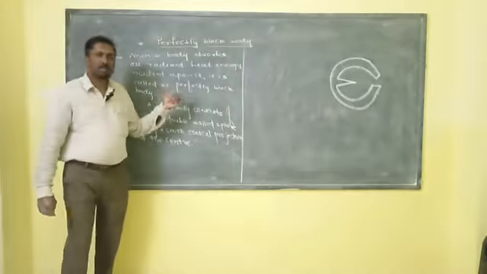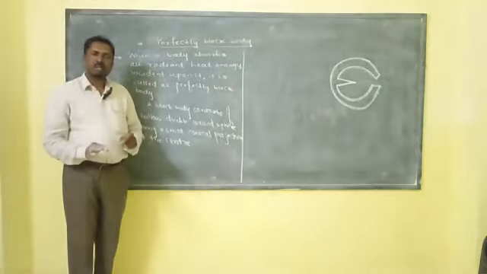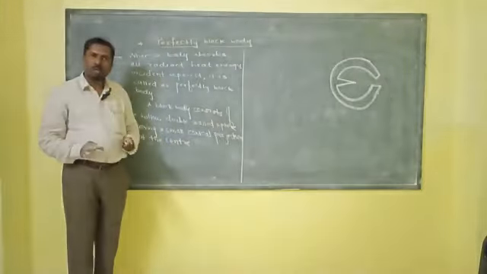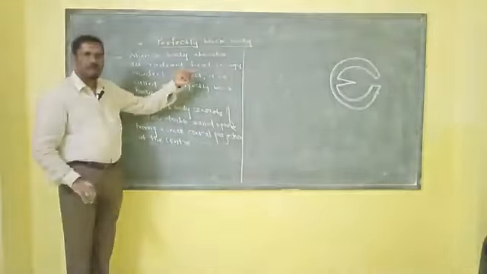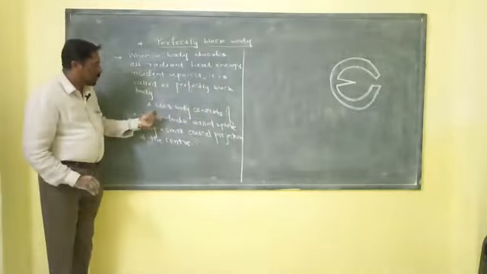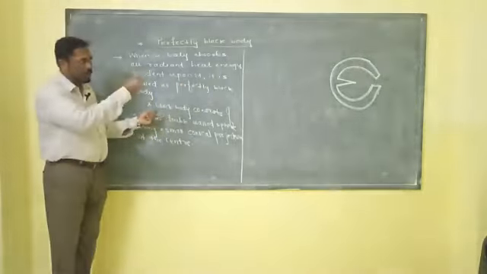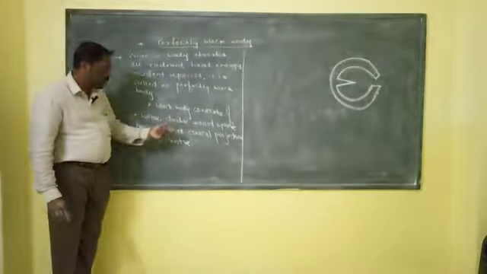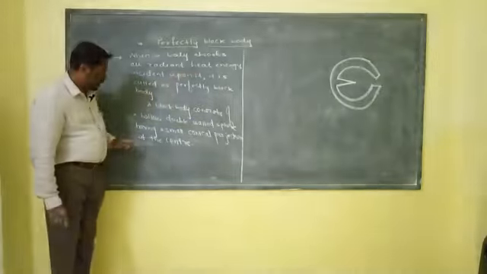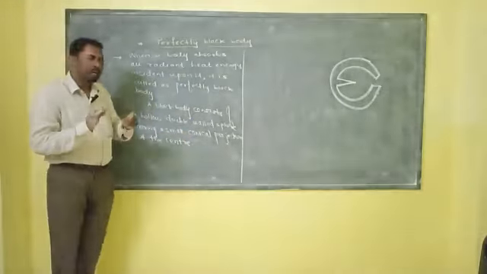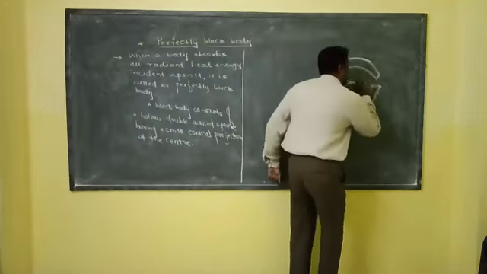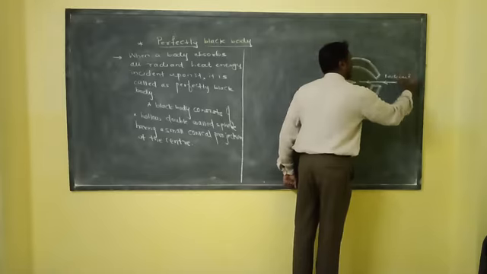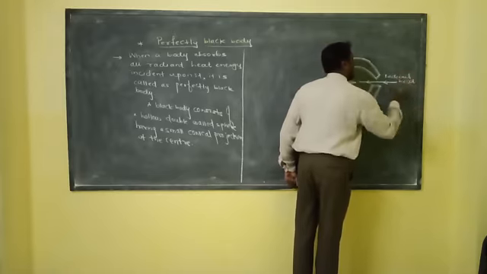What do we understand by a perfectly black body? Whenever radiant heat is incident on a body, and if the body absorbs all the heat energy, then it is called a perfectly black body. A black body, from the diagram, consists of a hollow double-walled sphere having a small conical projection at the center. This is the radiant heat energy.